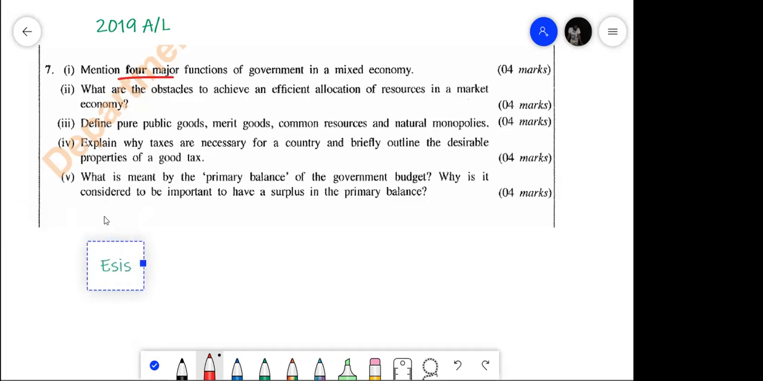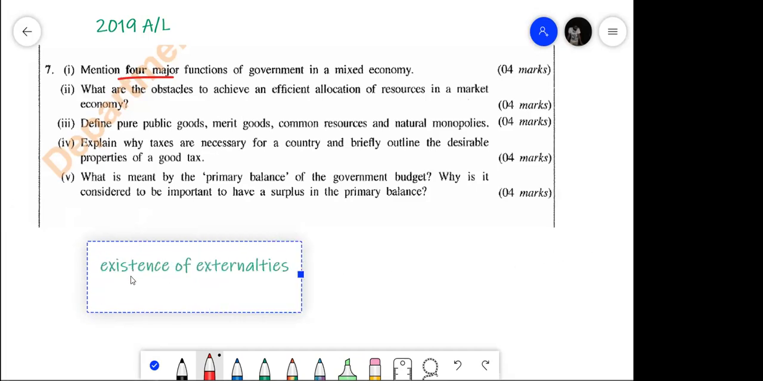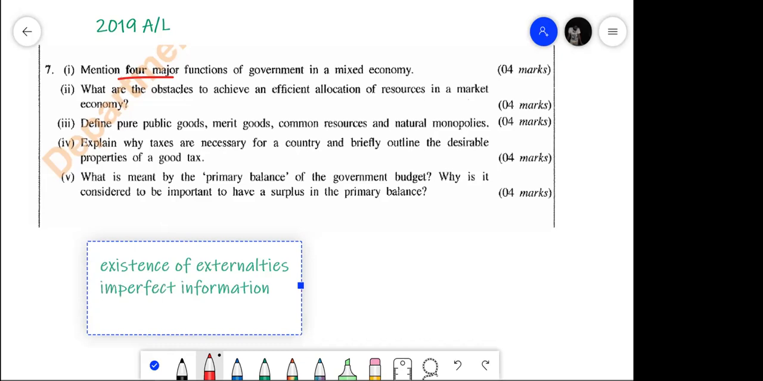Existence of externalities. Fine, yes, you can give that as an answer. What else? Why don't you have efficient allocation of resources? One is because of externalities, but what are the other reasons? Public goods, yes. You can talk about imperfect information, the non-excludability of public goods, because of which they are not provided. Factor immobility, non-optimal consumption of quasi-public goods.